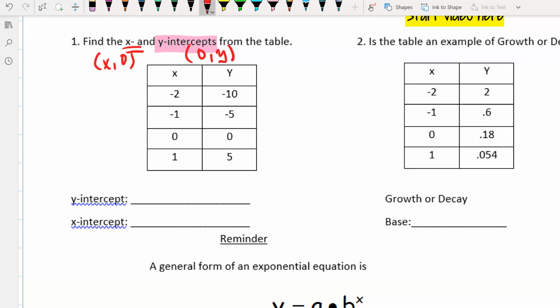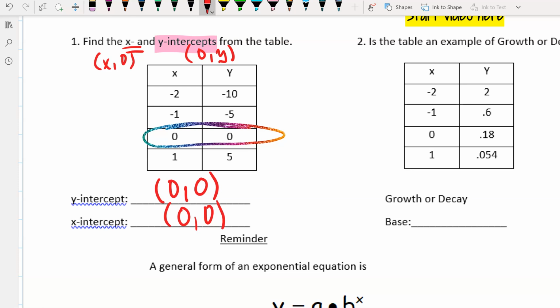So in our table, this makes it pretty easy because we look for zeros, and it happens to be 0, 0 for both x and y. So this function crosses when x is 0, y is also 0, and when y is 0, x is also 0. So what I mean by this statement, it should be pretty obvious. You'll learn how to find the x-intercept using logarithms in Algebra 2 or Pre-Calc.